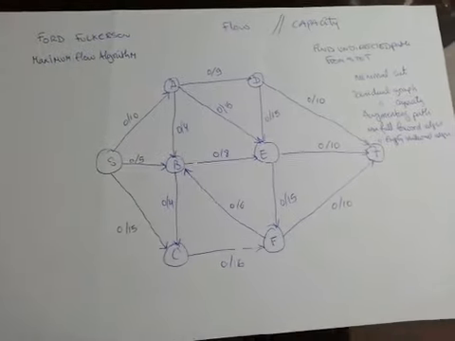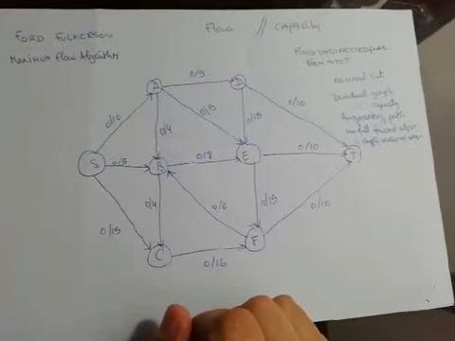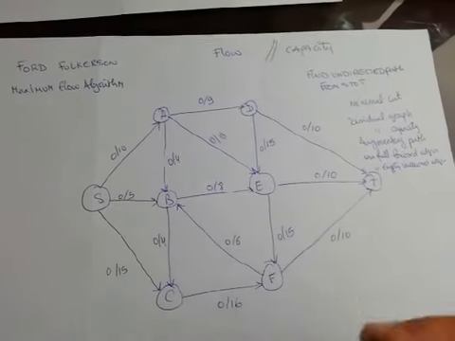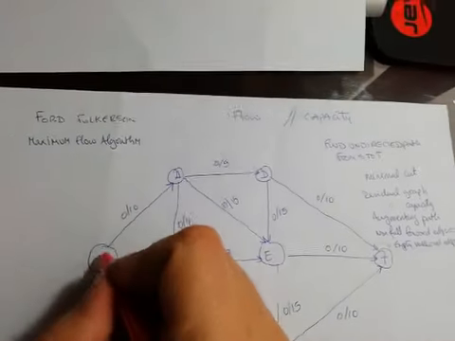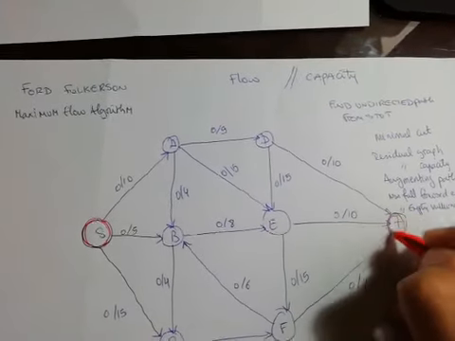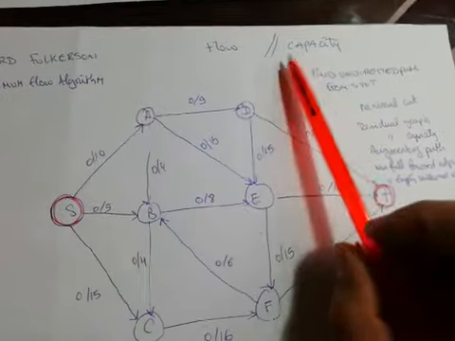Ford-Fulkerson maximum flow algorithm is a third method for today. First, we have to define the starting and ending node. So we define this is the starting and this is the ending node. Okay, we have to define what's known as a flow and capacity.